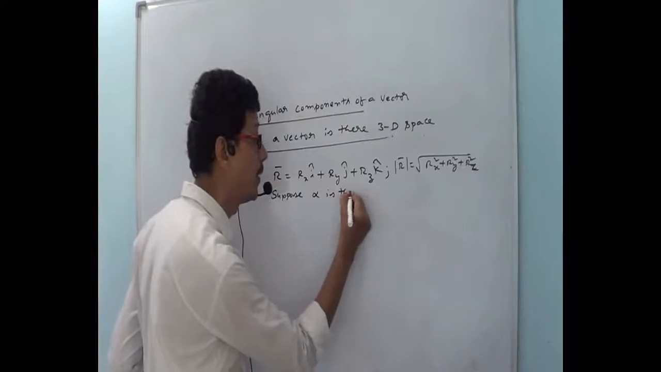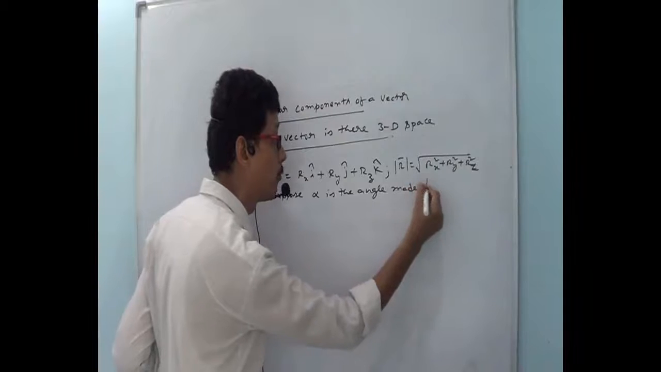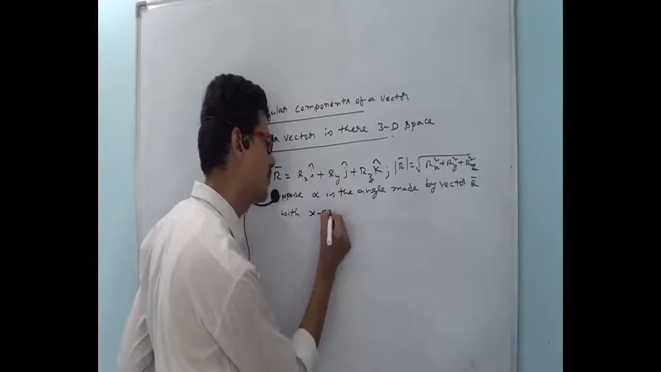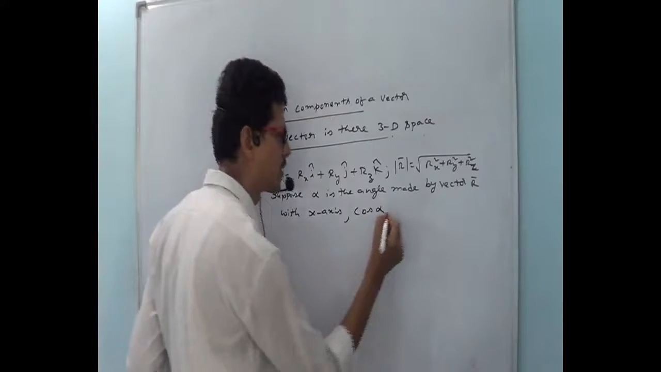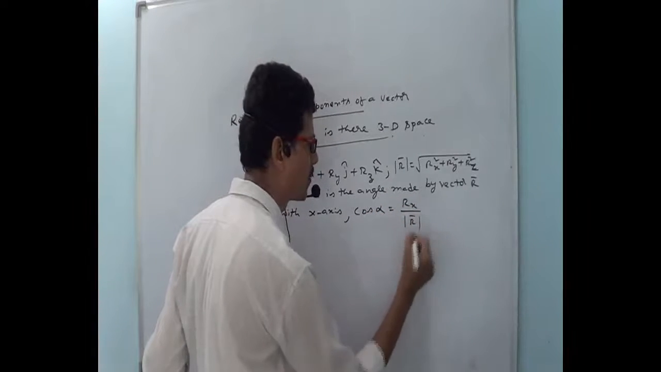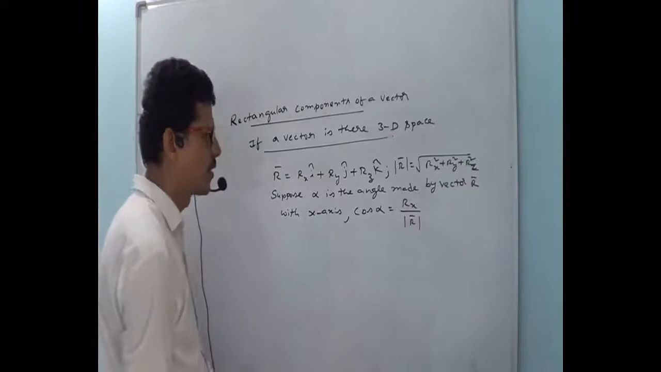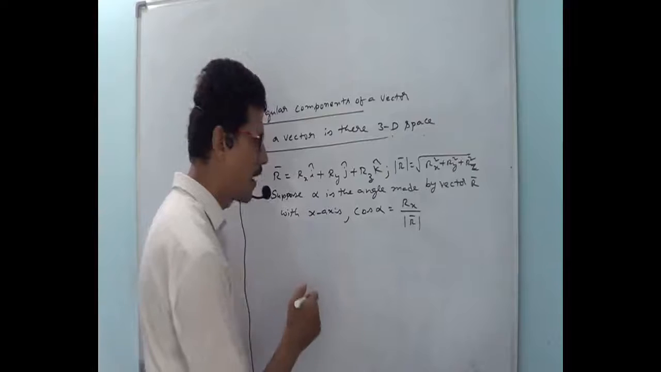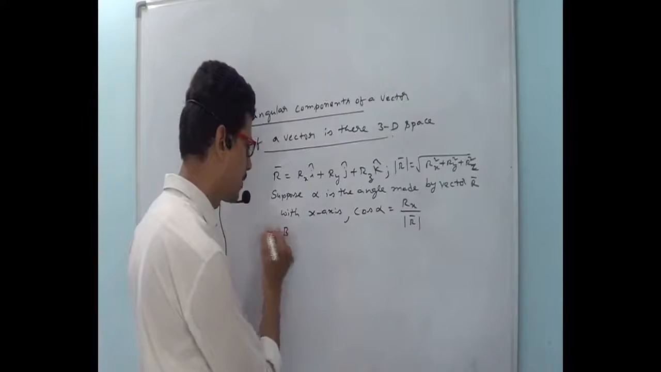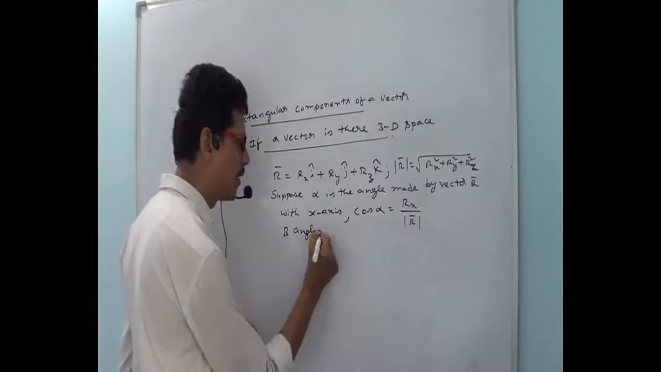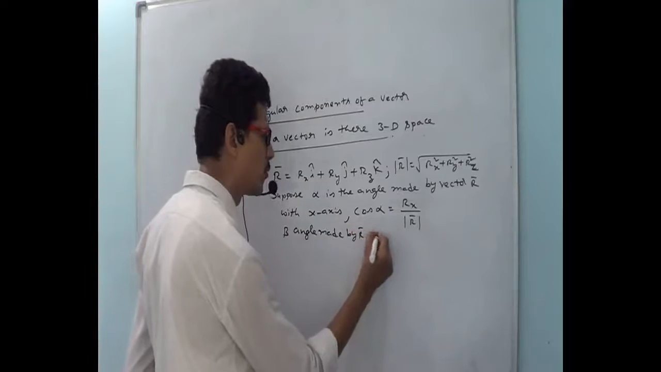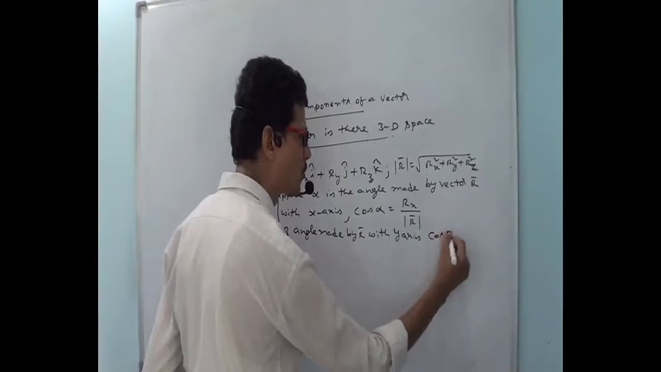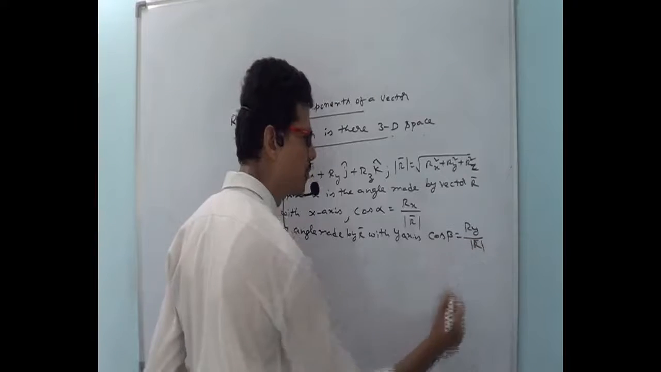Suppose alpha is the angle made by vector r bar with x axis, then cos alpha can be written as rx divided by modulus of r bar. Previously I have written rx is r cos alpha. Similarly, beta is the angle made by r bar with y axis. What is the formula for cos beta? Cos beta is ry by modulus of r bar.